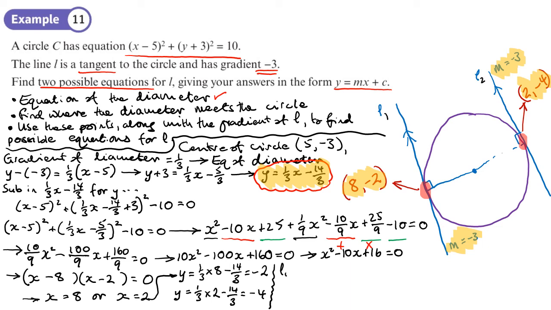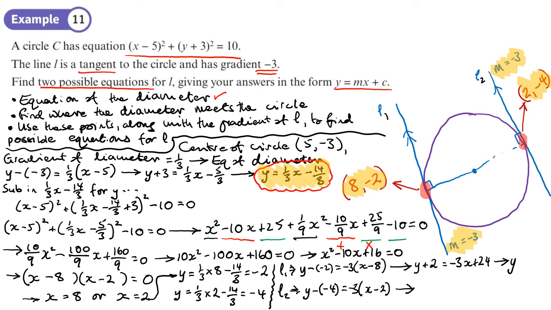Right, so line number 1, using y minus y1 equals m times x minus x1. And then for L2, y minus, now we've got a different coordinate, y minus y1 equals m, same gradient, x minus x1, and we're going to leave these in the form y equals mx plus c. So we'll have y plus 2 equals -3x plus 24. So that gives us a final answer of y equals -3x plus 22.